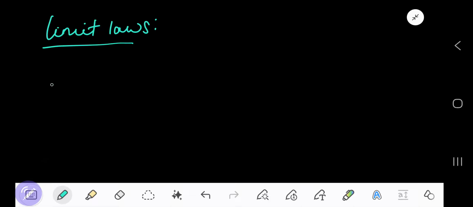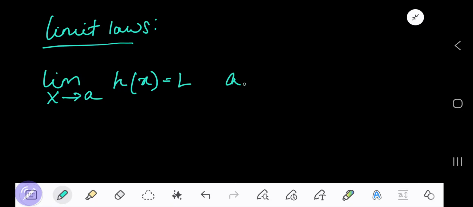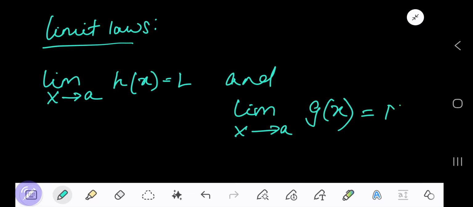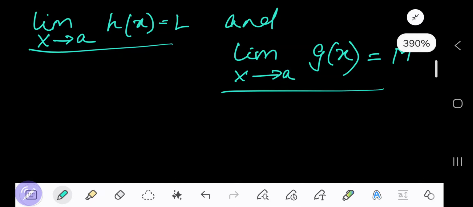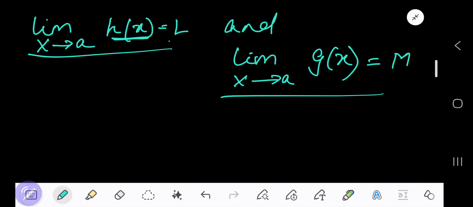I'm going to tell you a couple of limit laws which are important to know. Limit laws. Suppose the limit as x approaches a of h of x equals L, and the limit as x approaches a of g of x equals m.